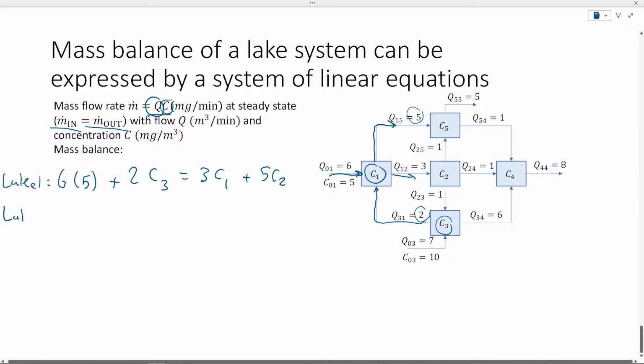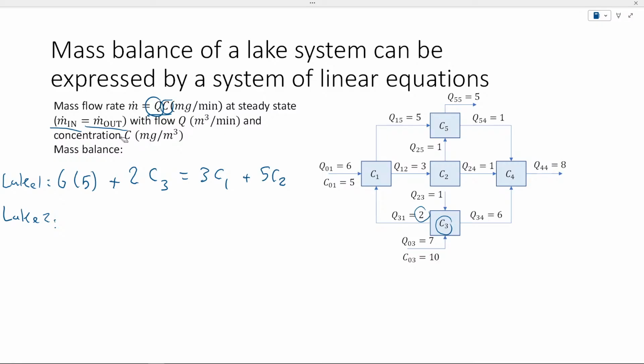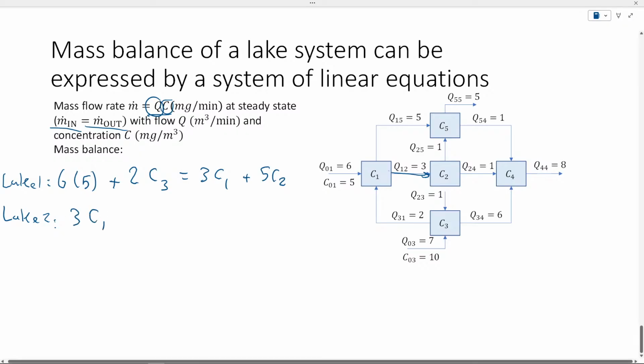We can do the same for lake number 2. What is coming in? I have 3 of C1 coming in. What else is coming in? That's it. So I have 3 of this guy, that's equal to what? One of this guy is leaving to here, one is leaving to here, and one is leaving to here. So I have one C2 plus one C2 plus one C2.